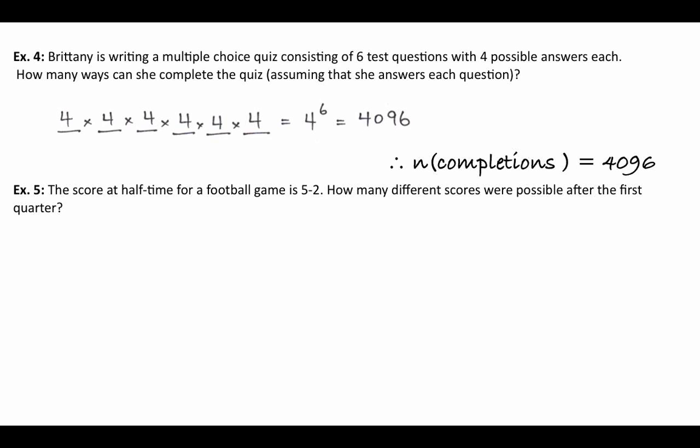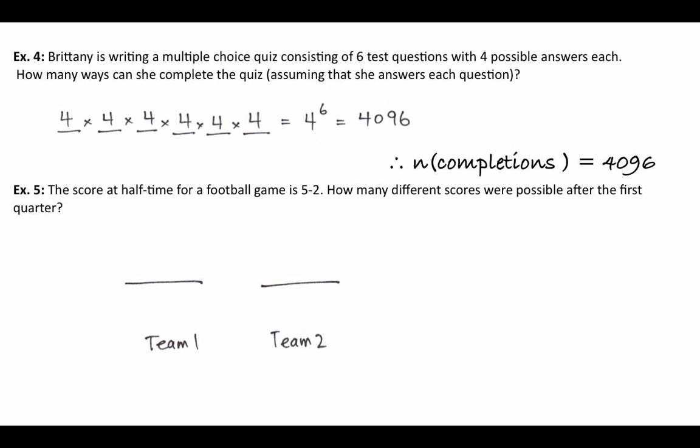Okay, so let's look at the next example. Let's say the score at halftime for a football game is 5-2, and we want to know, soccer, European football. How many different scores were possible after the first quarter? All right, so we've got two teams. Each one has its own score. We can make choices at two different stages. So we're going to say, we've got a team 1 stage that we've got to make a choice for, and a team 2 stage, so we can draw our 2 lines.